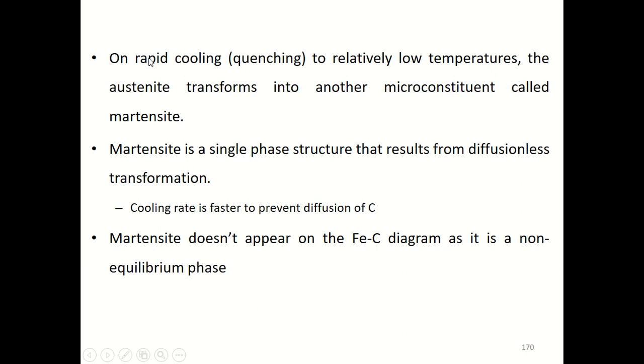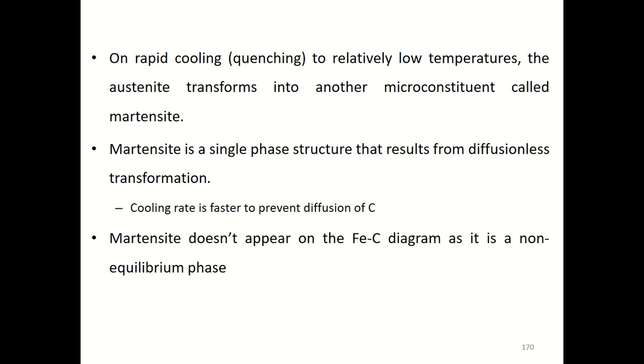Now I told you if I am doing a rapid cooling to a relatively low temperature, the austenite transforms to another microconstituent called martensite. This is a very important microconstituent. Earlier, while discussing the iron-carbon equilibrium diagram, we thought only up to pearlite existed. Now we know from this isothermal transformation diagram that there are two more microconstituents, bainite and martensite.